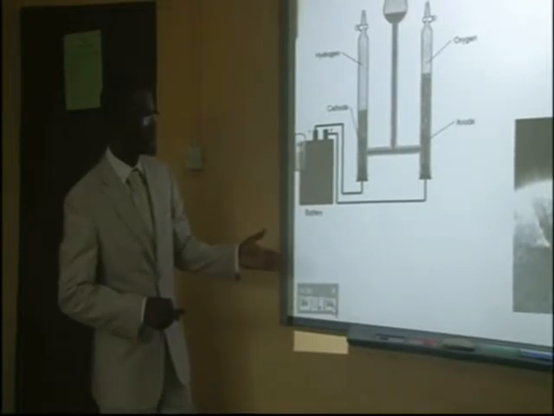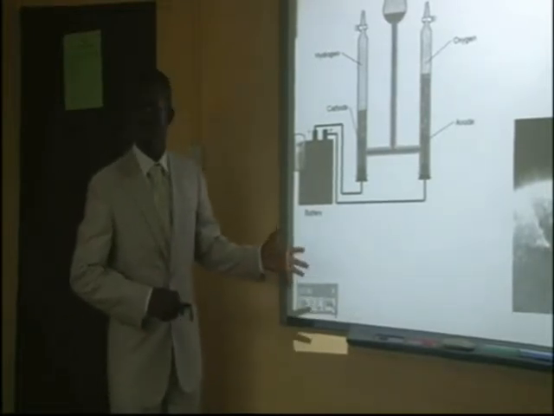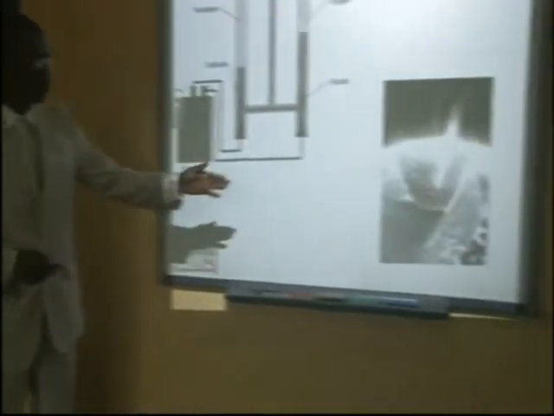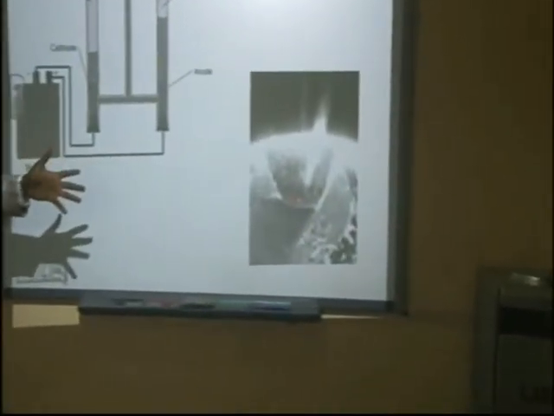In the second picture here, you can see hydrogen and oxygen burning and being cooled to form water. That is the second evidence. This is combustion of hydrogen and oxygen to produce water. So the two evidences are combustion and electrolysis of water.